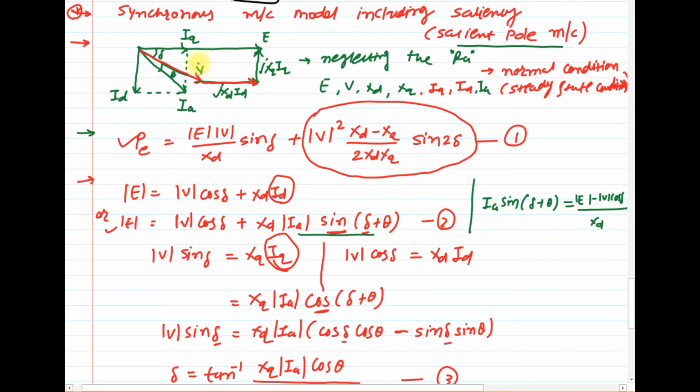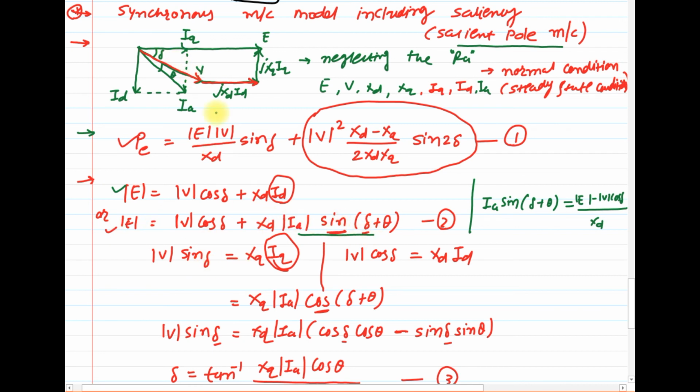Then from the phasor diagram, E is equal to V cos delta plus XD ID. Clear? Then next is just substitute the value of ID from this phasor diagram, which is IA sine(delta plus theta). Next step is we need to calculate the value of delta for the calculation of this generated EMF over here.